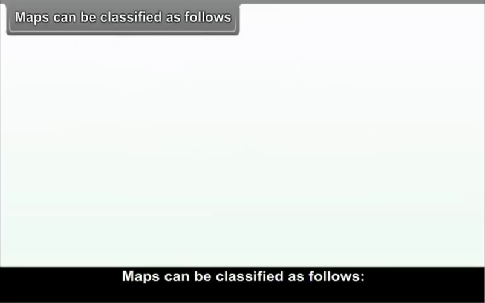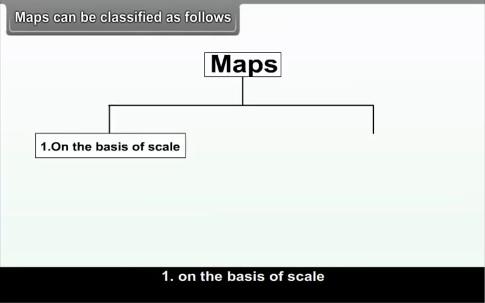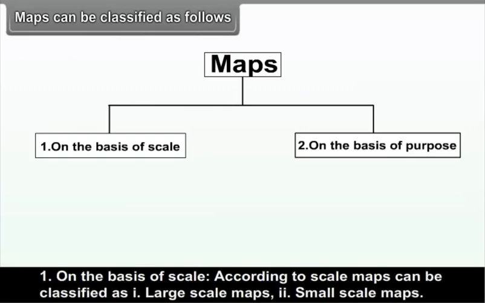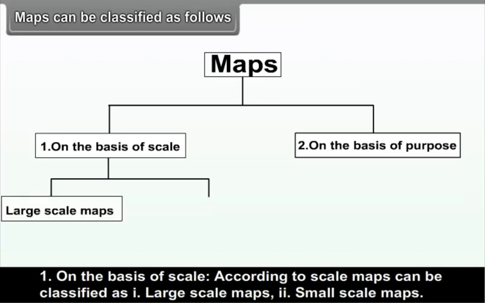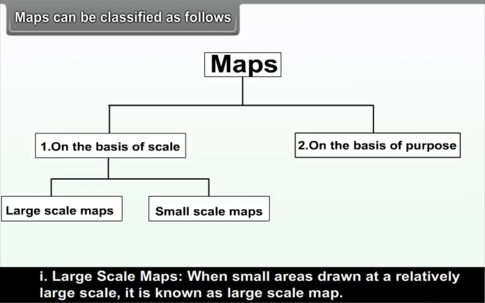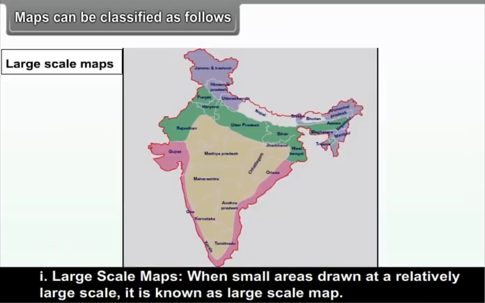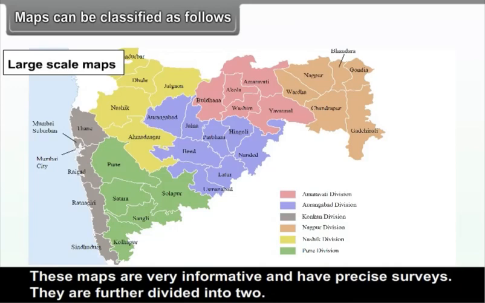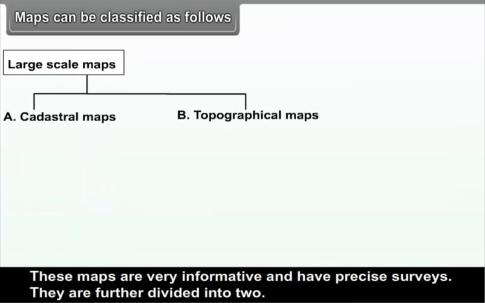Maps can be classified as follows: on the basis of scale and on the basis of purpose. On the basis of scale. According to scale, maps can be classified as large-scale maps and small-scale maps. Large-scale maps. When small areas are drawn at a relatively large scale, it is known as a large-scale map. These maps are very informative and have precise surveys. They are further divided into two.